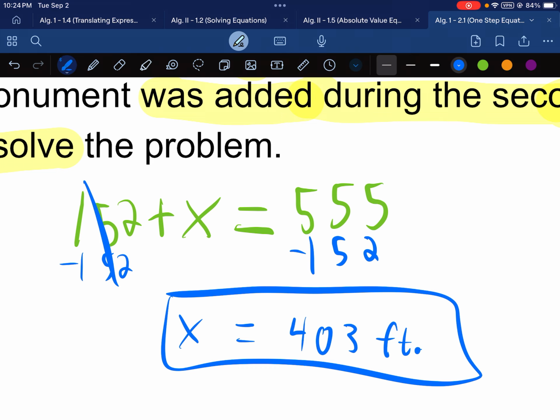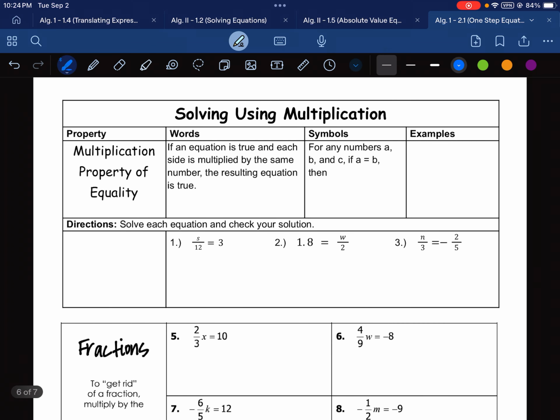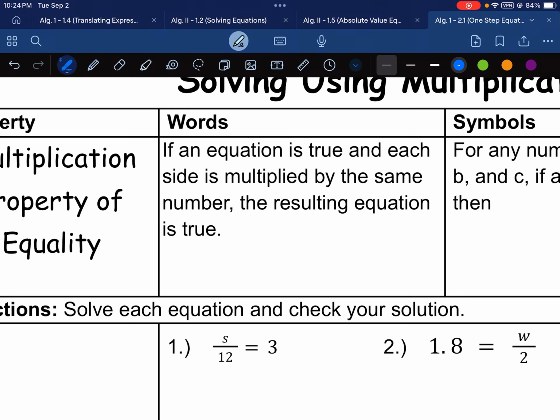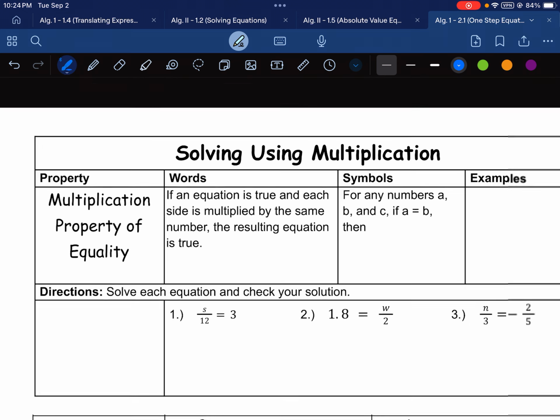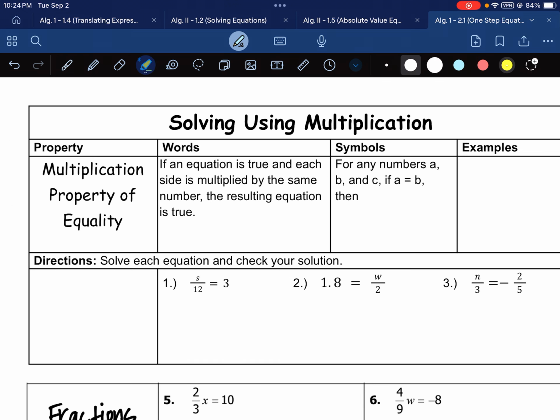Moving on here to the next page, we're going to talk about solving these equations by multiplication. I started to say addition, but we've already done that. So the multiplication property of equality: if an equation is true and each side is multiplied by the same number, the resulting equation is true.